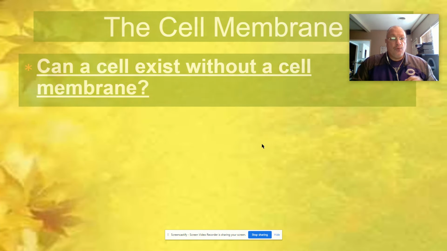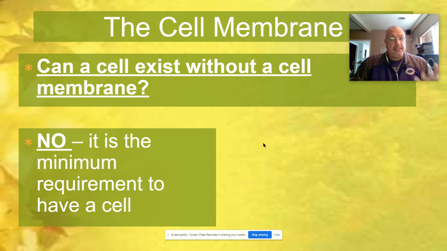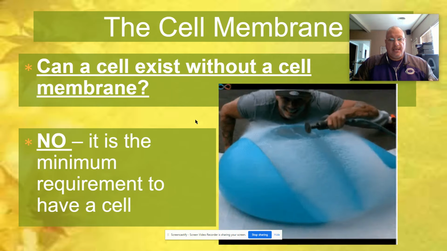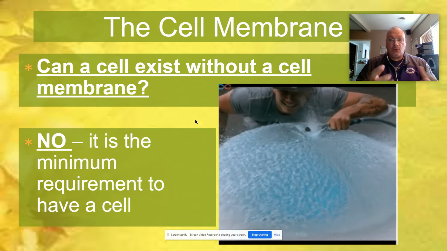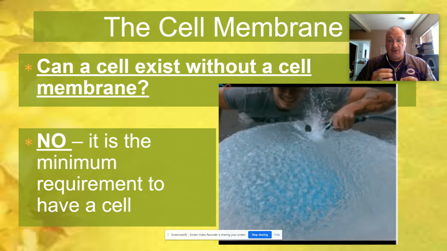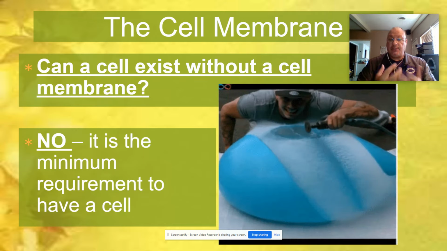Okay, so the cell membrane, can we exist as a cell if we do not have a cell membrane? No, it is the container of the cell. So if the cell membrane ruptures, the cell will die. Okay, so it pops kind of like that GIF there, and it comes apart, and then the cell is done.